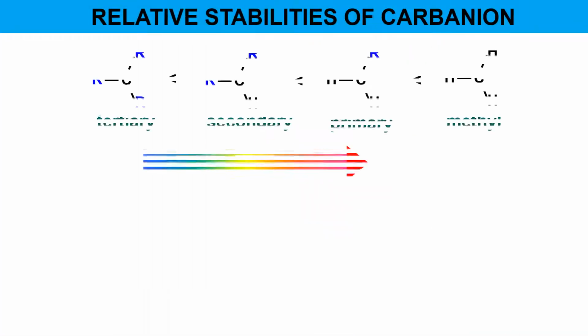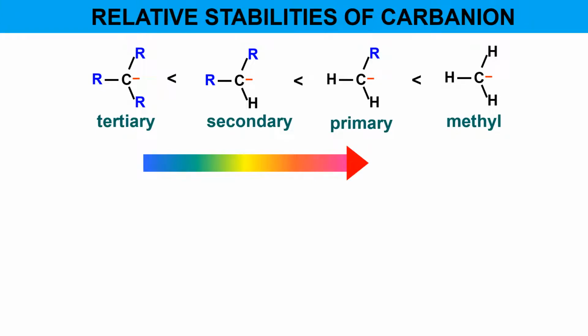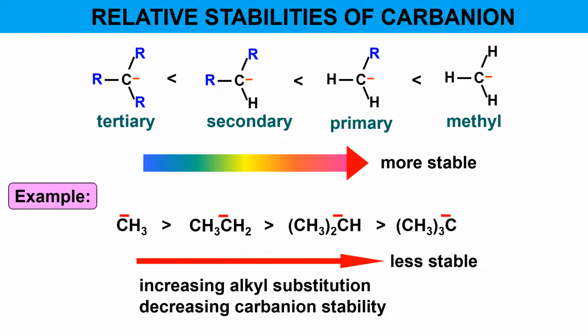Among tertiary, secondary, primary and methyl carbanion, tertiary carbanion is the least stable one because of the greatest number of alkyl groups bonded to it, whereas methyl carbanion is the most stable one. Example: as the number of R groups increases, stability of carbanion decreases.